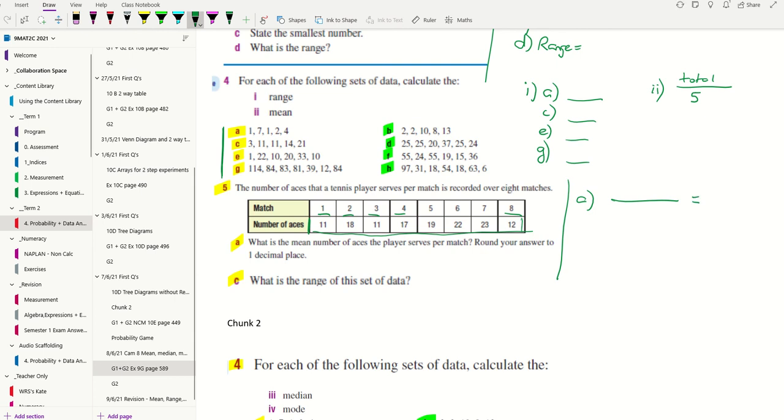It says round your answer to 1 decimal place. So after you've added all those up and put them over the number of scores, you will get a mean. Now the last one down here, what is the range? So you're just after the biggest minus the smallest, and then you're going to put that answer down there.